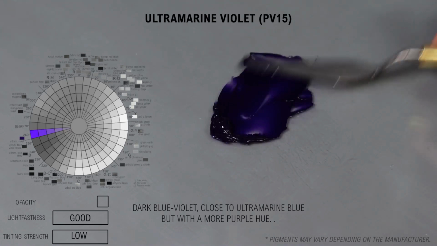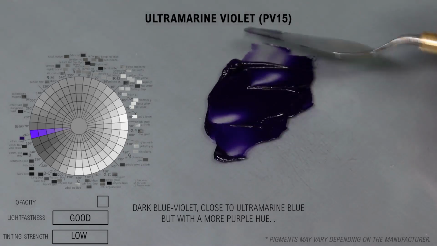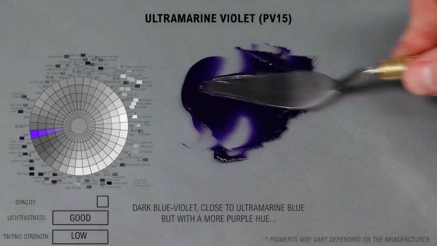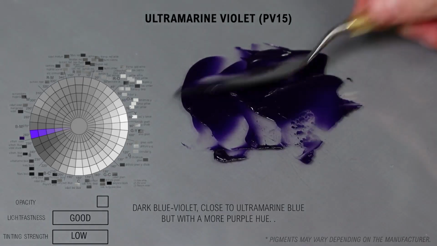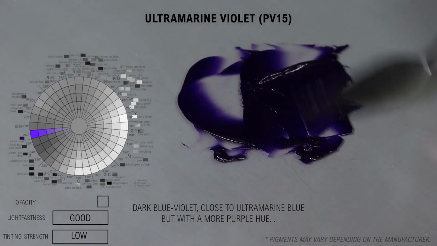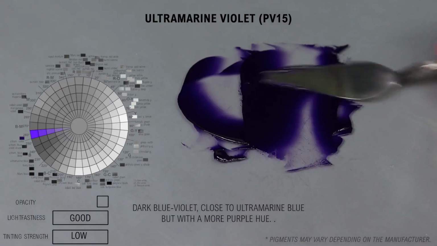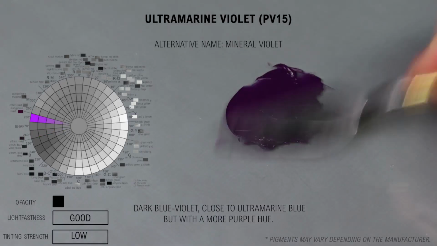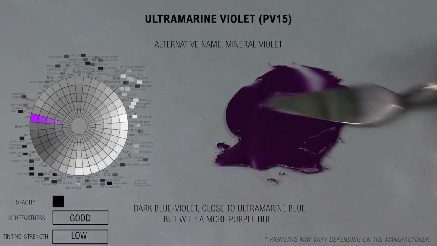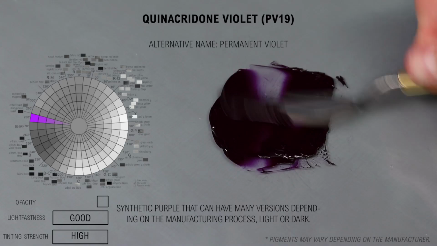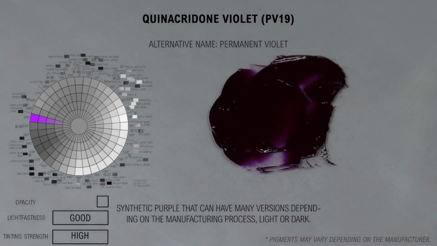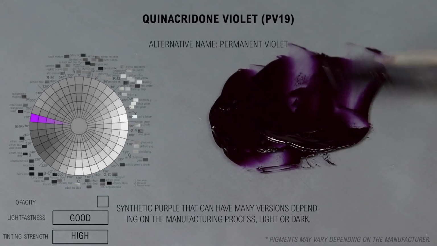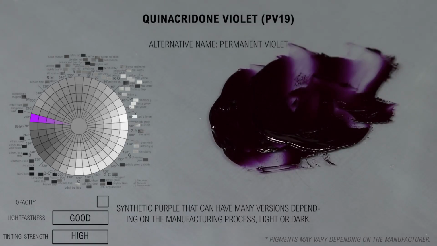Ultramarine violet is a dark blue violet close to ultramarine blue but with shades ranging from blue to reddish. It's transparent and has good light fastness. Manganese violet is an inorganic violet with a low coloring power. Quinacridone violet is a synthetic purple that can have many versions depending on the manufacturing process.